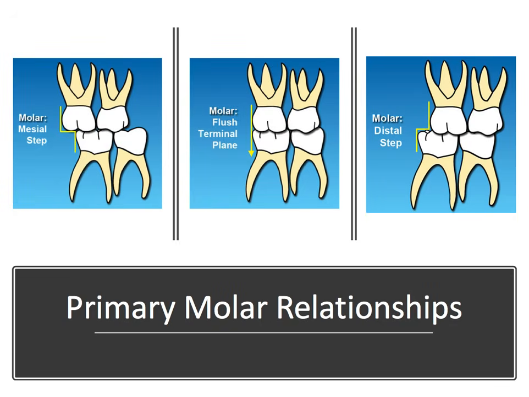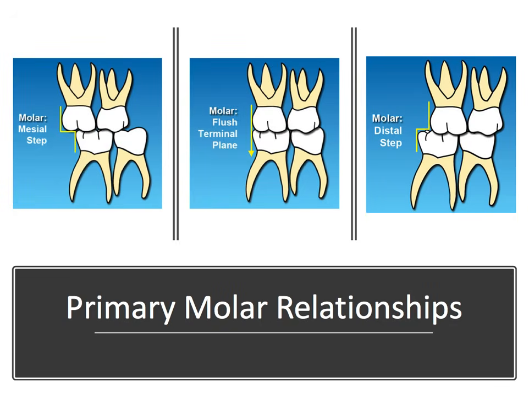So when those primary teeth erupt, there can be any amount of relationships between the molars in the upper arch and the molars in the lower arch. And this is measured by the terminal plane of the primary dentition. In other words, the most posterior or distal tooth surface, which is the distal surface of the primary second molar.